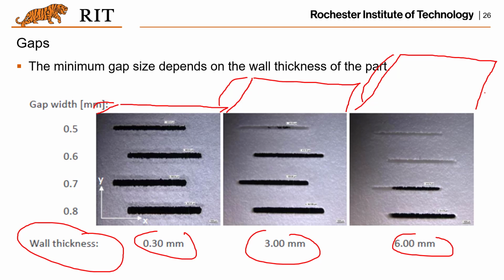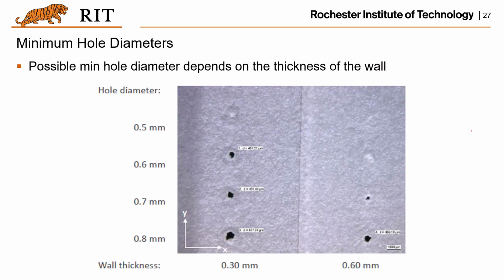That is because for a thicker part, the heat will be accumulated during the printing, and it turns out to melt the material inside, which is supposed to be remaining powder, but is melted during the printing process due to this accumulated heat. Similarly for the holes, if the wall is thicker, you will have more difficulty to print the holes.